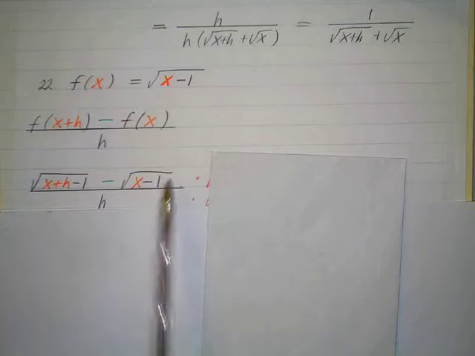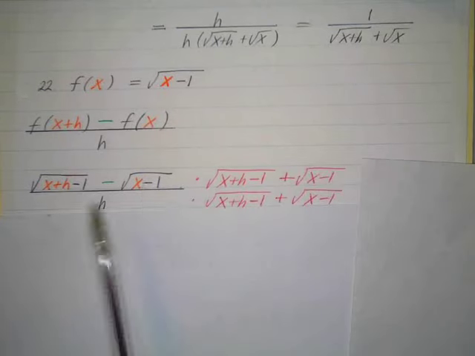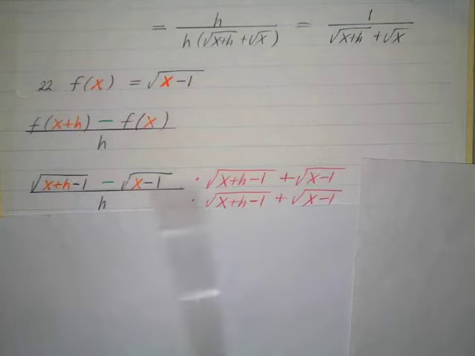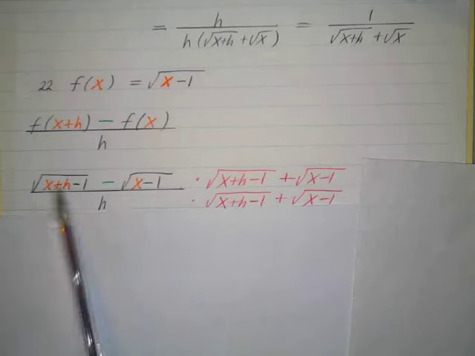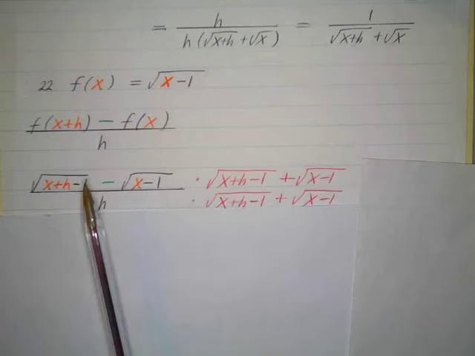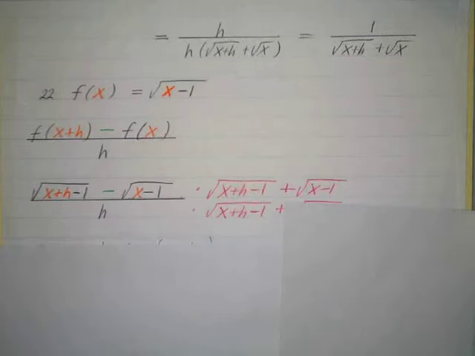And there's not much I can simplify this, so I have to just rationalize the numerator. So I multiply the top and the bottom by the conjugate of the numerator, which is identical to the numerator except the opposite sign in between. So that's the conjugate. I multiply the top and the bottom. And remember, this is like a minus b times a plus b, so it's a squared minus b squared, so it's going to be this squared minus that squared. Well, the square root of x plus h minus 1 squared is just x plus h minus 1.